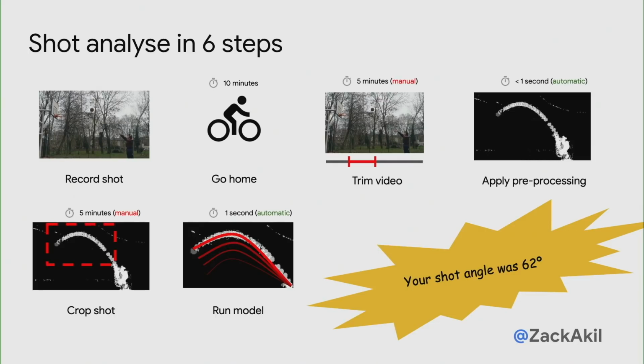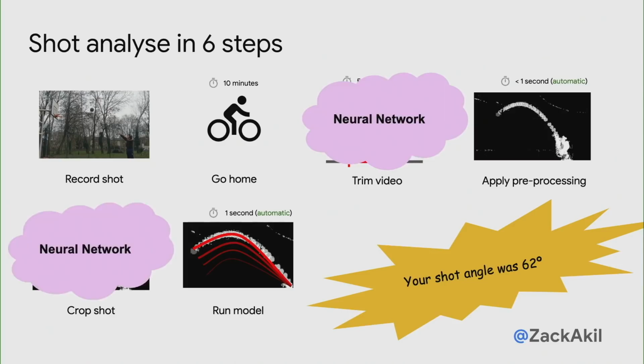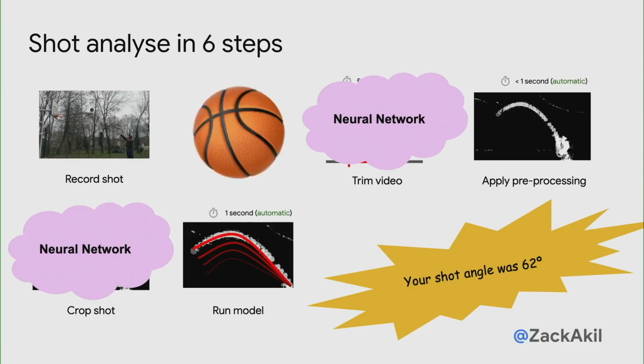So the idea is I want to play more basketball. I don't want to have to cycle home. The idea is, what can I do to solve this problem? Well, what you usually do to solve problems is you throw neural networks at them. So I'm going to throw a neural network there, and then I'm going to throw a neural network at the cropping of the shot. So then that will automate all the manual steps, and then I can not have to go home and play more basketball. So that's what I'm going to do now.